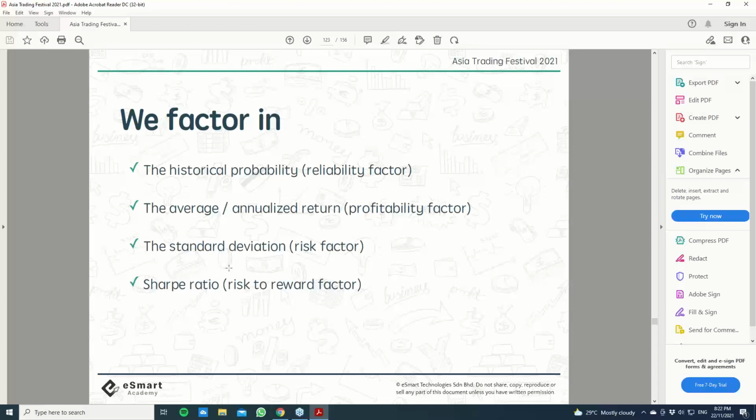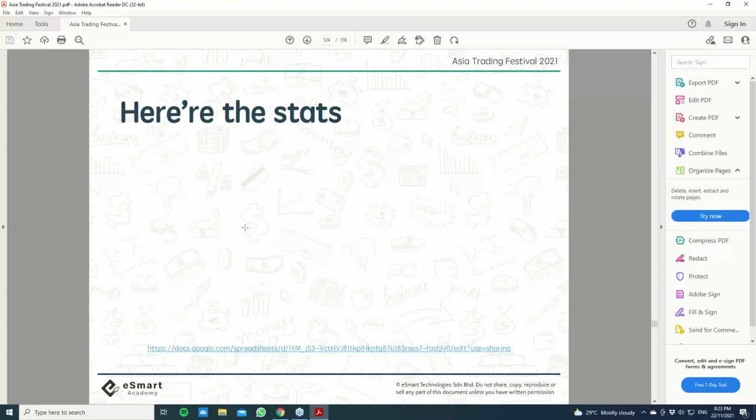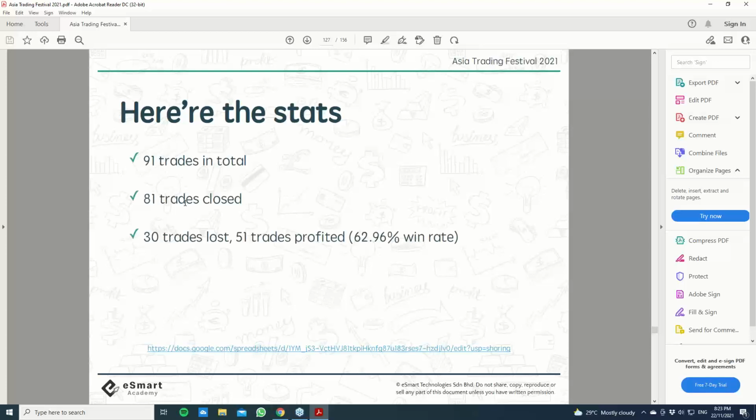So over here, I just want to show you some stats so that you understand the power of seasonality and you can see it for yourself as well. This stats is a little bit outdated, because this presentation I prepared in October, and we are already in November. But based on 91 trades in October, from October 2020 to October 2021, we took 91 trades in total based on seasonality. 81 were closed, and of course, 10 trades were still running back then.